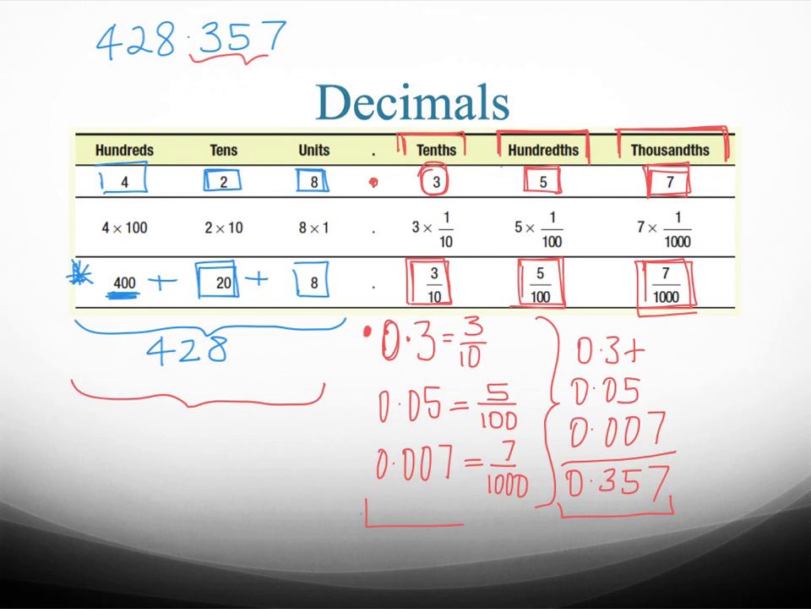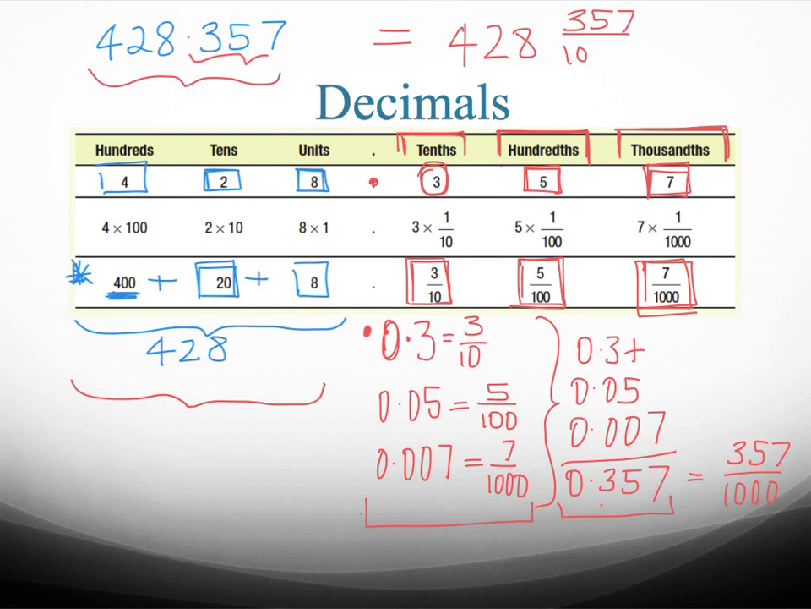Because we have a 7 in the thousandths column, we can express this number 0.357 as equal to 357 over 1000. And so if we were to describe our decimal number here as a mixed numeral fraction, it would look like 428 and 357 over 1000.